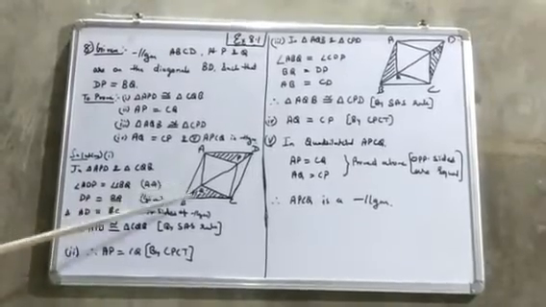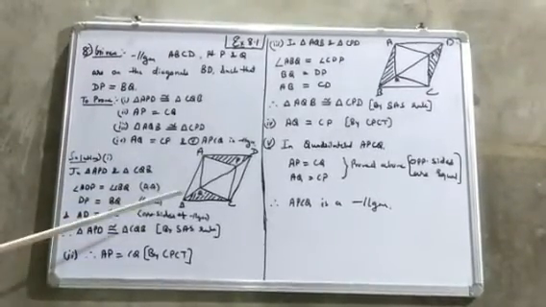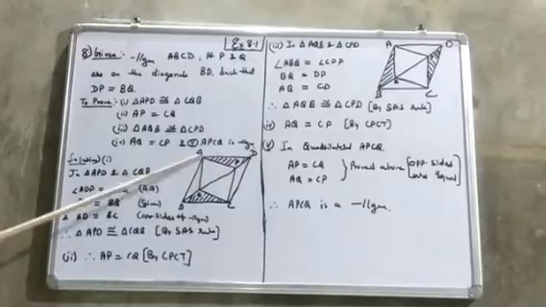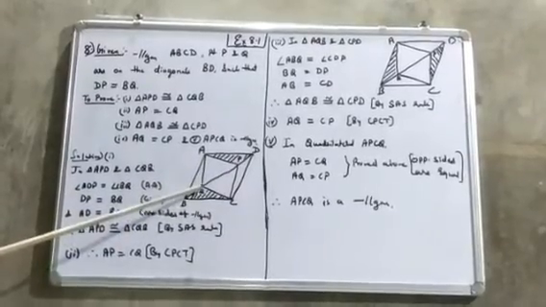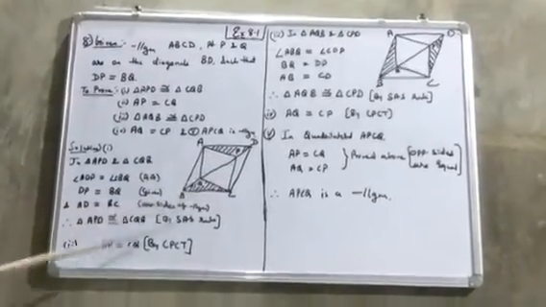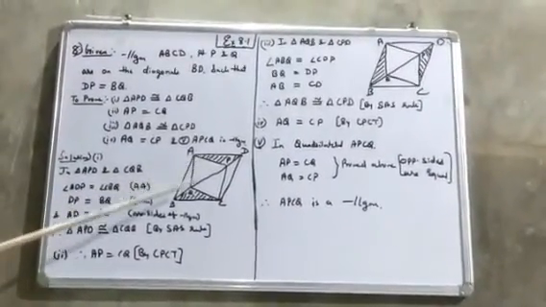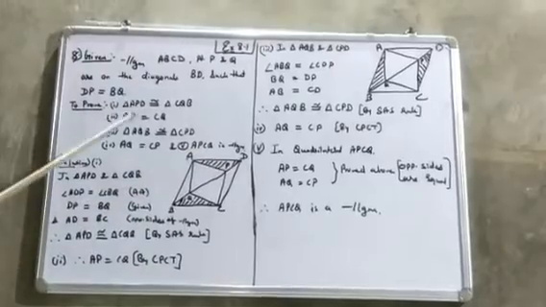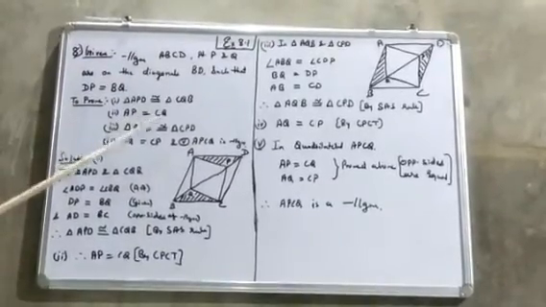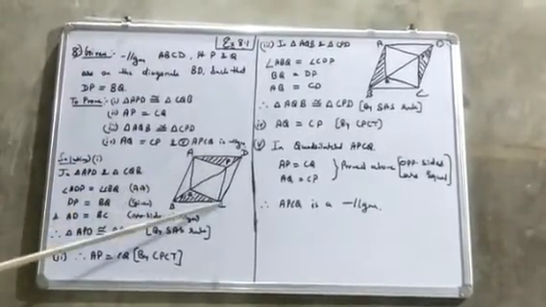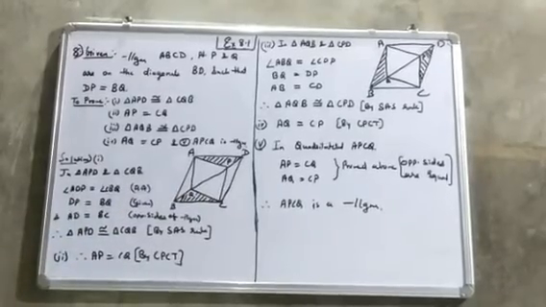If these 2 triangles are congruent, the corresponding parts of these 2 triangles are AP and CQ. Can these 2 be equal? Yes, by CPCT. So thus we have proved these 2 triangles to be congruent, and along with that we have proved AP is equal to CQ by CPCT.